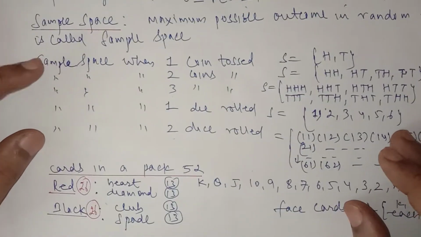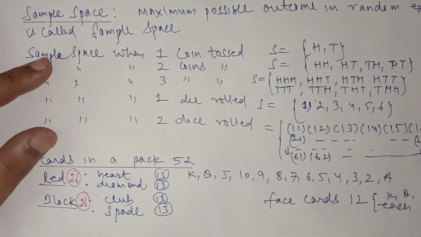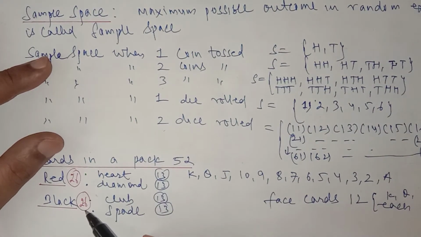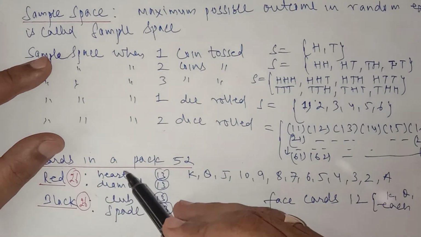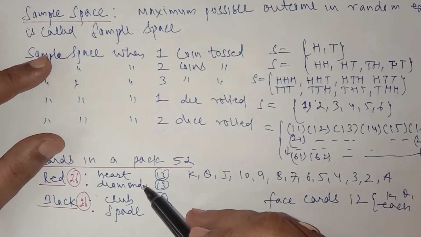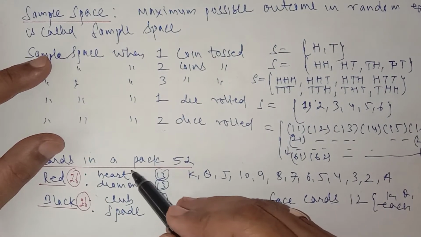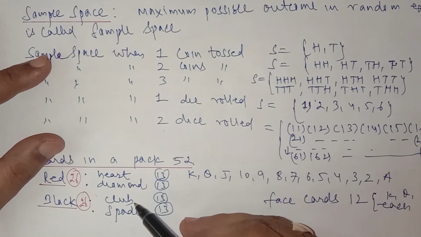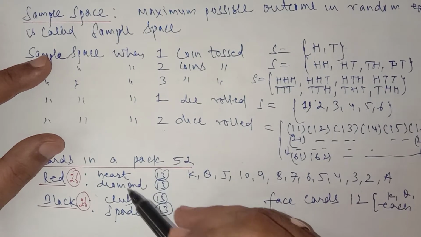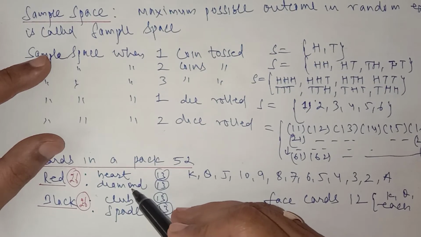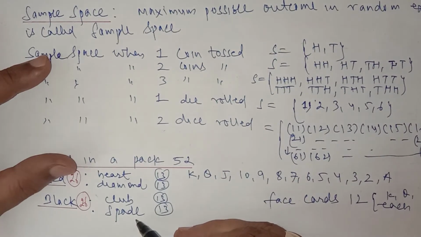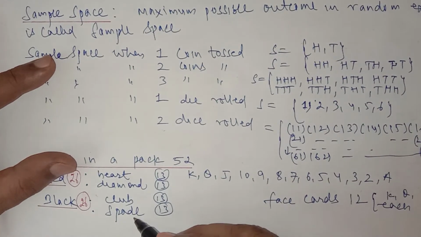Now, let us discuss the cards in a pack of 52 playing cards. There are 26 red cards in it and 26 black. If you don't know, listen very carefully. There are four suits in it, S-U-I-T-S, suits. The four suits are heart, diamond, club and spade. Heart and diamond are of red color, and club and spade are of black color.